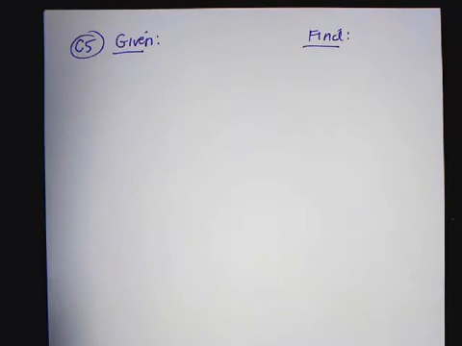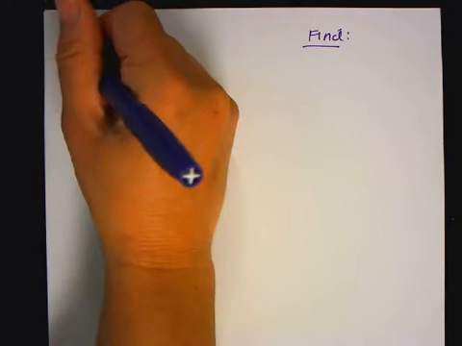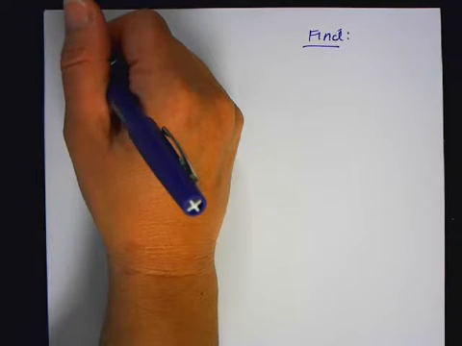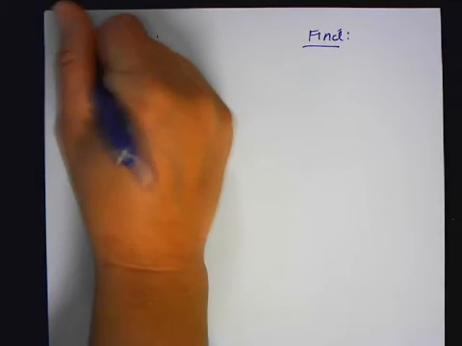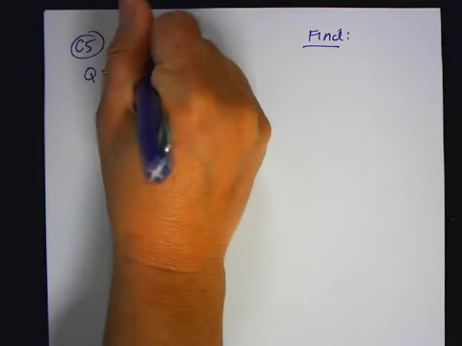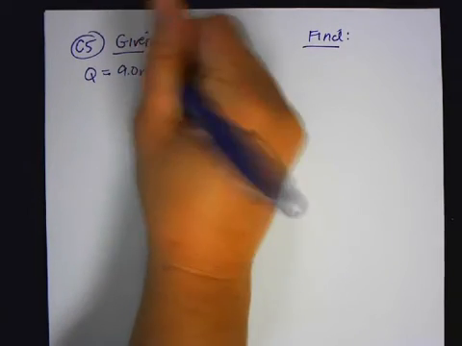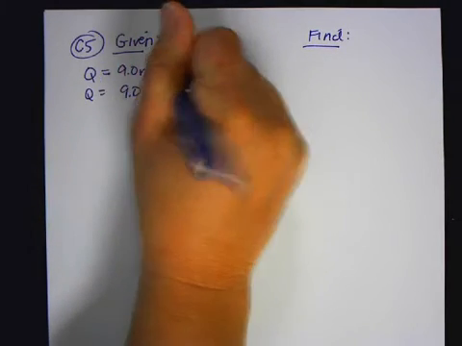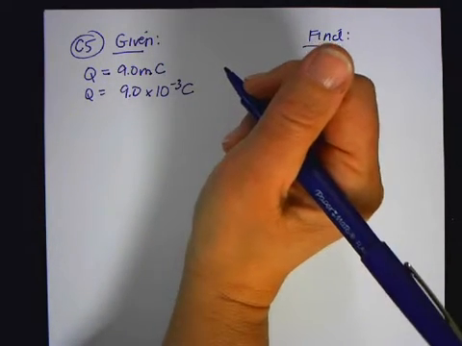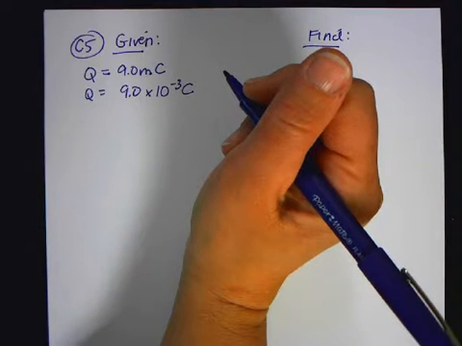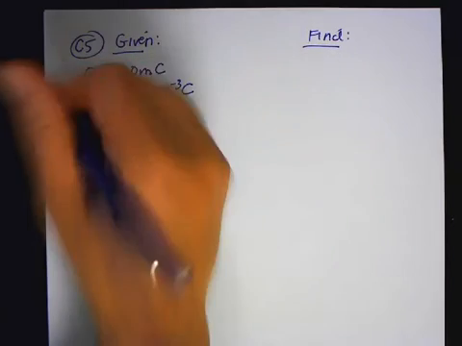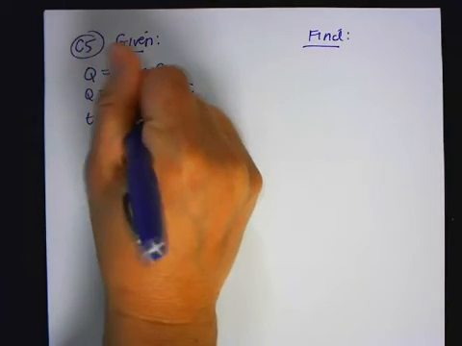So it says a total charge of 9 millicoulombs. So I'm going to write Q is equal to 9.0 millicoulombs, which is equal to 9 times 10 to the negative 3 coulombs. It passes through a cross-sectional area of nichrome wire in 3.5 seconds. So T is equal to 3.5 seconds.